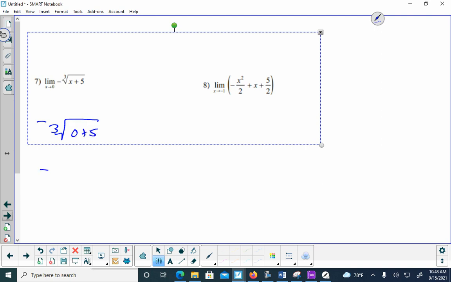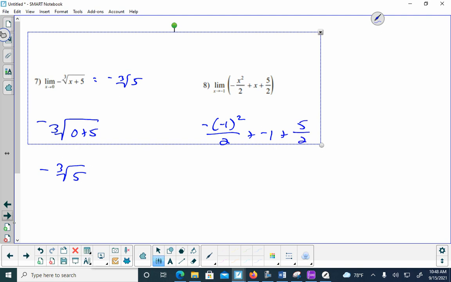So this will be a negative cubed root of 5. That is a number, some type of decimal. I have no idea what it is, but that is going to be my limit. The next one I'm putting in -1, so I'm going to have the opposite of -1 squared over 2 plus -1 plus 5 halves.